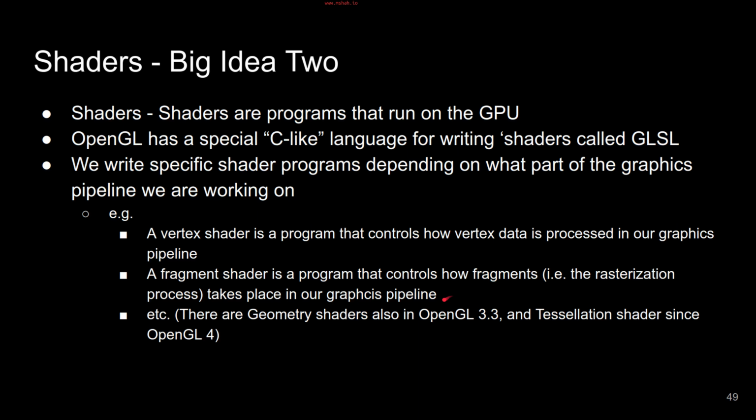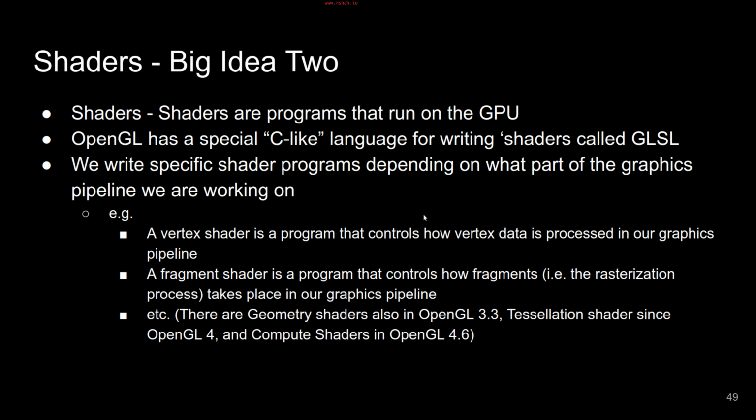Okay, big idea number two with shaders is that they're just programs that execute on the GPU. OpenGL has a C-like language for writing shaders called GLSL. And we're going to write specific shader programs depending on what part of the graphics pipeline we're working on. So the vertex shader is going to control how the vertex data is processed in our graphics pipeline. The fragment shader is going to execute and control how fragments are drawn in our graphics pipeline.